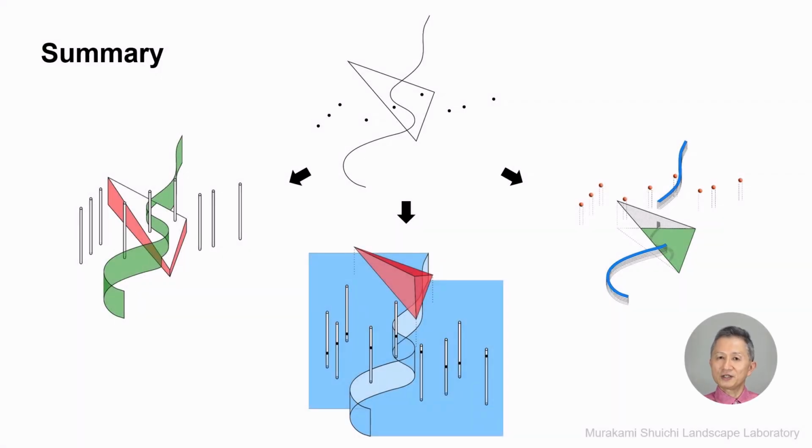Here's the summary. Two-dimensional shapes contain limitless potential for constructing three-dimensional space. By observing a two-dimensional drawing and letting your imagination take flight as you transform it into three-dimensional space, and by repeating this exercise as much as possible, you will be able to expand your vocabulary of forms.